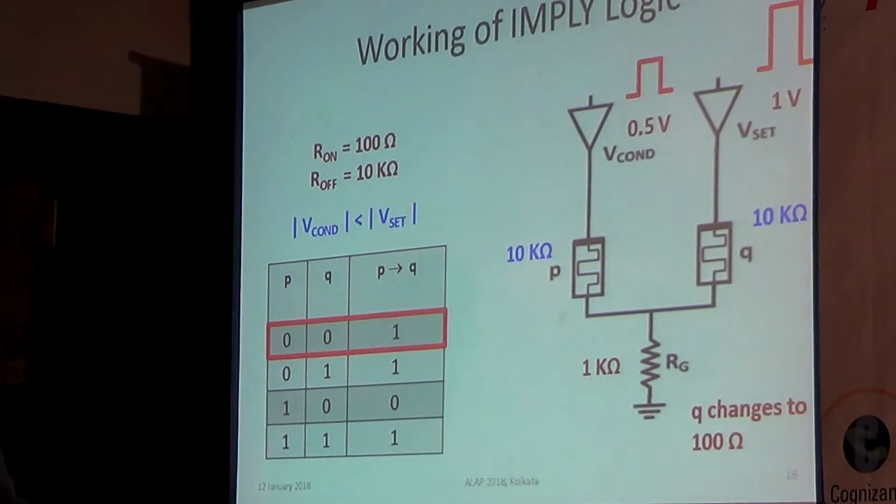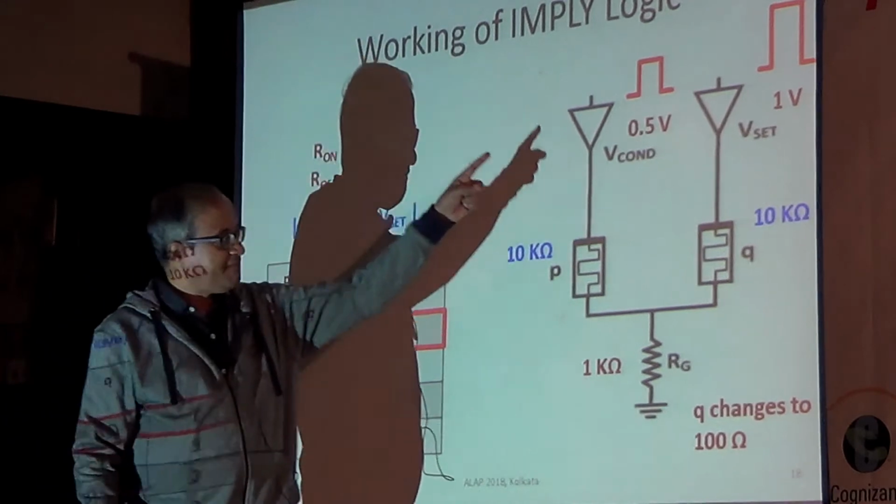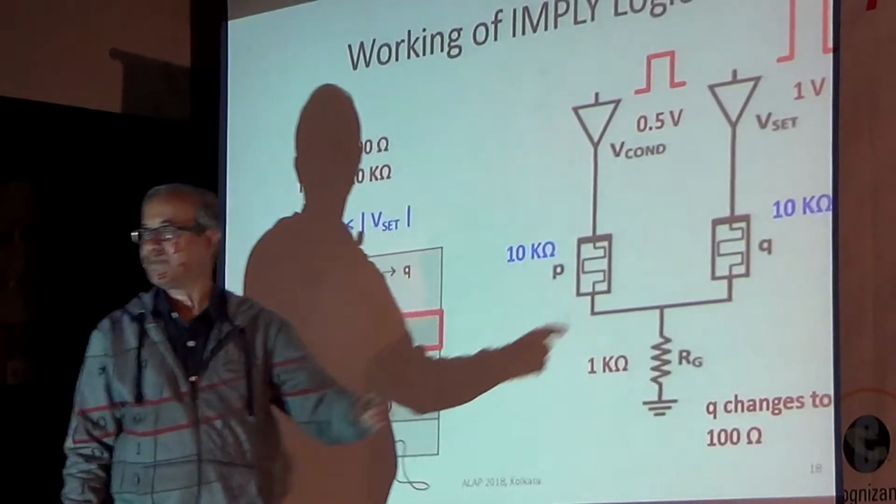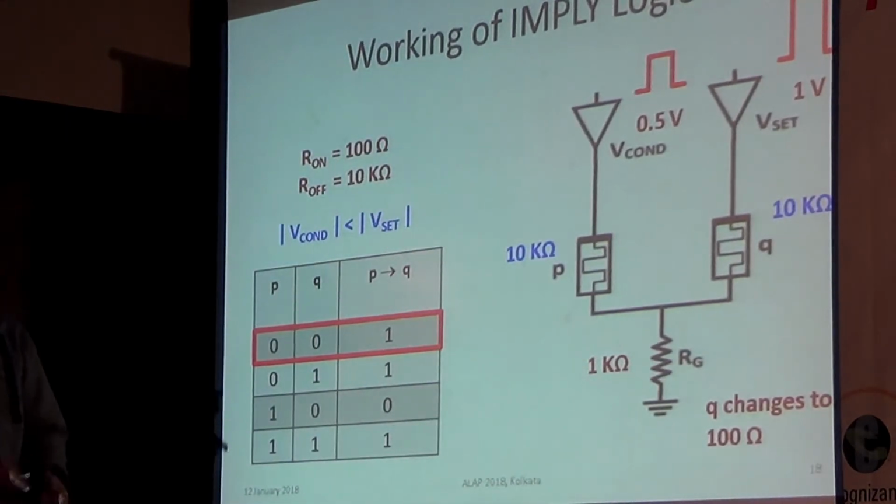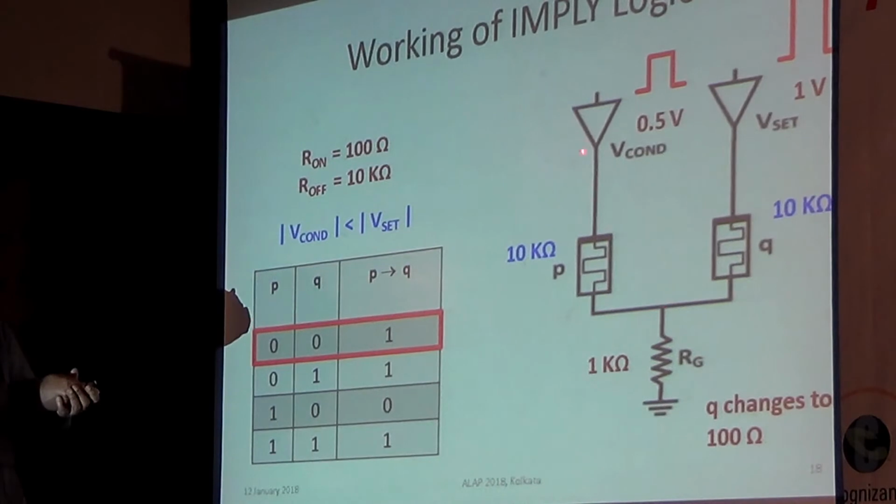Now, let's see what happens. Since both the memristors are off, they are in the high resistance state, so there will be very little current flowing, which means the voltage at this point will be close to ground, because there is very little voltage drop. So, if you look at the Q memristor, what will be the voltage across it?